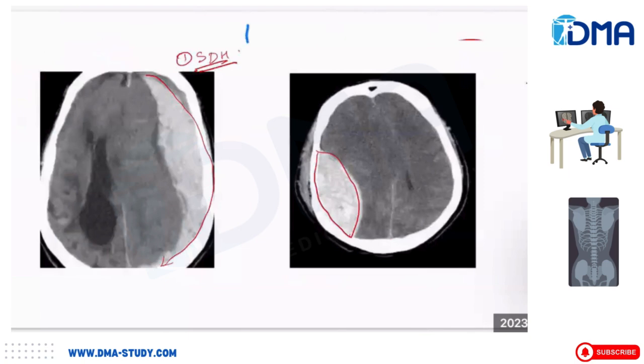Then an RTA patient, if you go for an X-ray and CT scan, if you see something in a crescent pattern, then it is an SDH. If you see some idli in the corner of the skull, what is it? Idli, EDH. Sounding similar, right? So, idli, EDH. Remember like that.